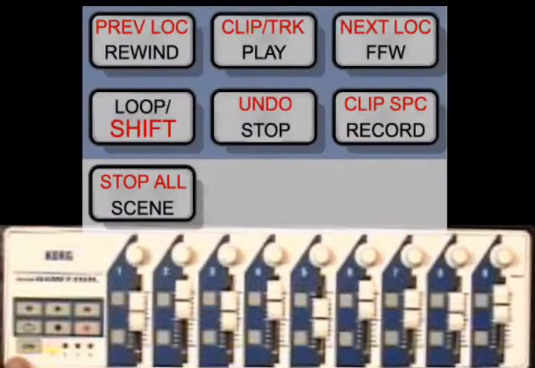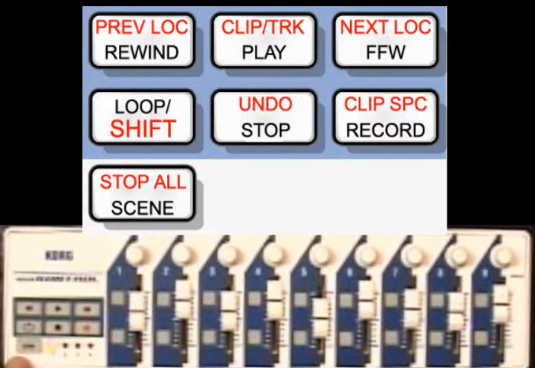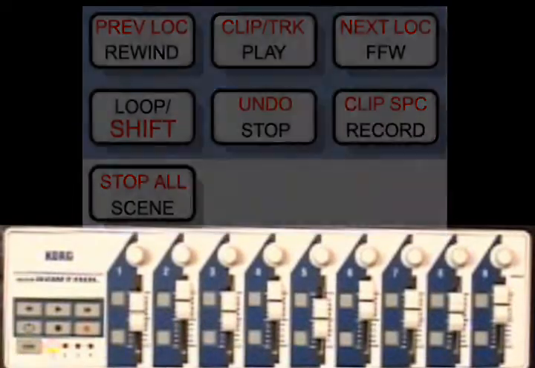With the transport controls, the buttons do exactly what they're labeled, even the scene button, which will launch the currently selected scene. The only exception is the loop button. If you press and release that, it will toggle arrangement loop on or off, but if you hold this button down, it functions like a shift button that modifies the function of other controls. And all the transport controls have shifted functions. You've got previous and next locator, switch between clip and track view, undo, clip record, and stop all clips.